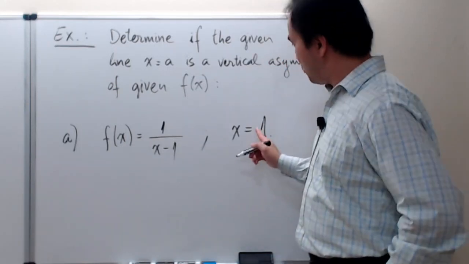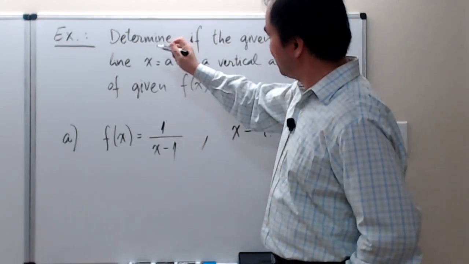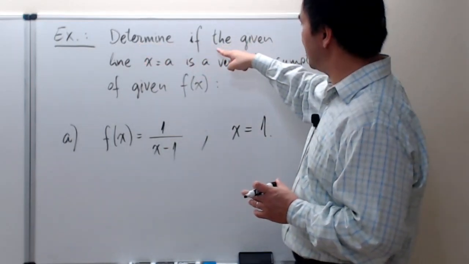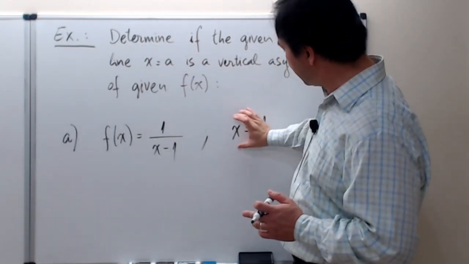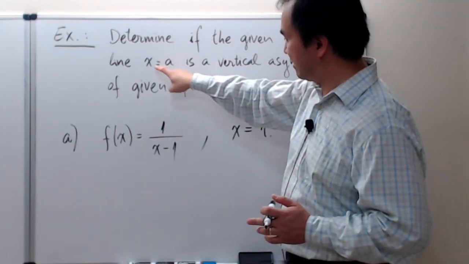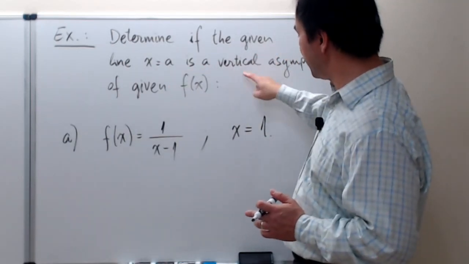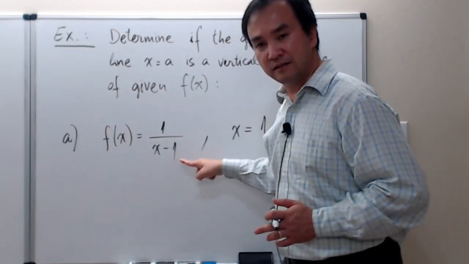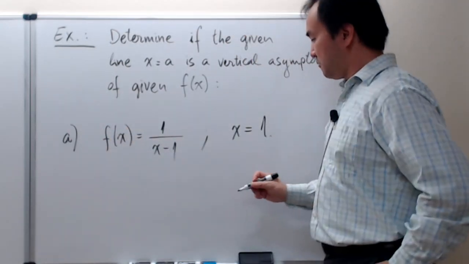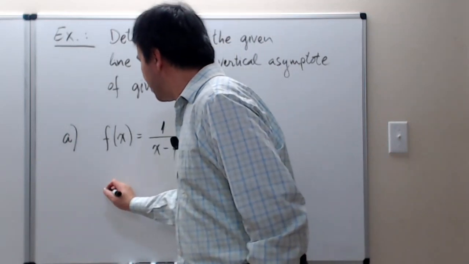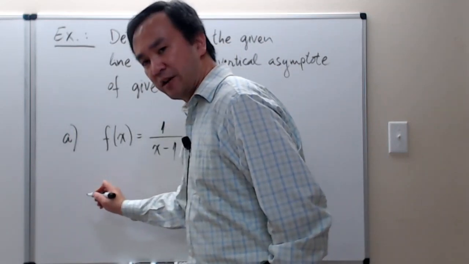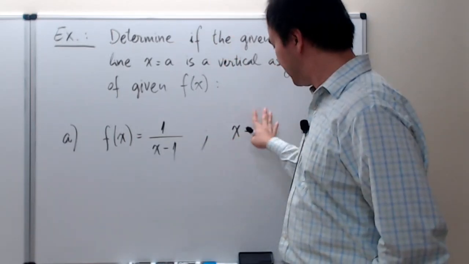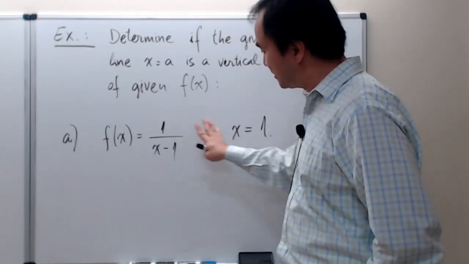But what the problem is asking us to determine is whether the given line, so the line here is x equals 1, can be a vertical asymptote of the respective function given here. And so we had 6 categories, and as long as this line meets one of the 6 categories, then this line can be regarded as a vertical asymptote of this function.